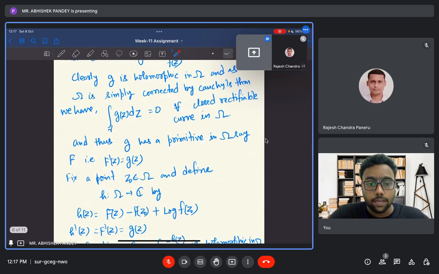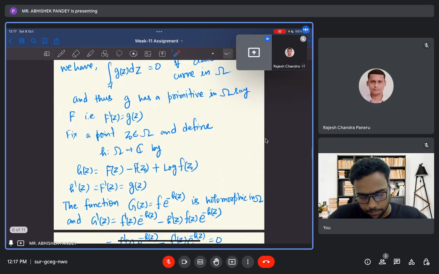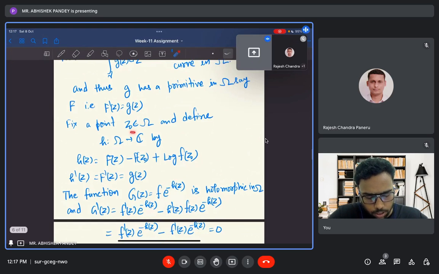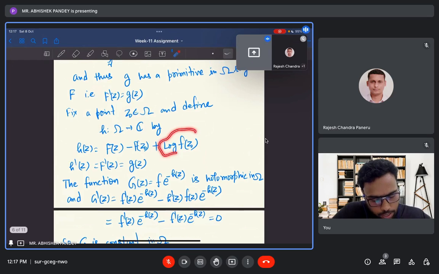Now in an earlier assignment you have seen that if the integral over every curve of a holomorphic function is 0, then that holomorphic function has a primitive. And thus g has a primitive in omega. Say that primitive is F. Now fix a point z naught in omega and define h by this. Here you observe that this log is only defined at a point, so this is a constant.